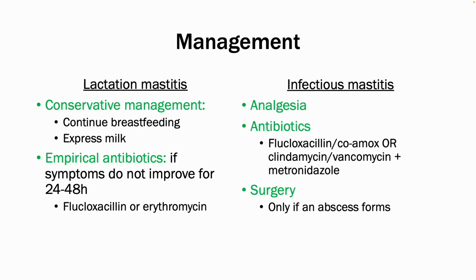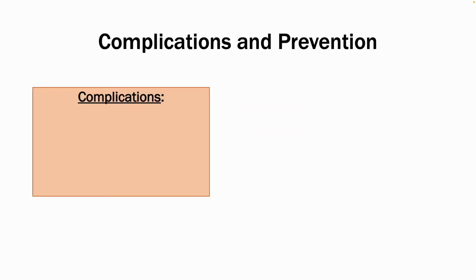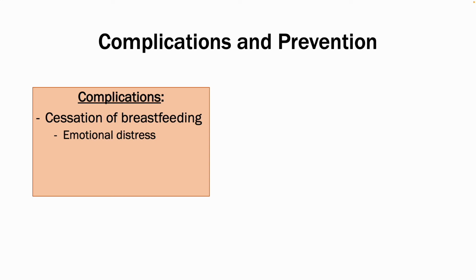The management of infectious mastitis requires, again, reassurance, analgesia, antibiotics, and possibly surgery if an abscess has formed. And it is very important that the woman continues expressing milk and breastfeeding, because a sudden stop can actually increase the risk of an abscess, and there shouldn't be any harm done to the baby when a woman is suffering from mastitis. Some of the key complications include cessation of breastfeeding, which can have emotional distress for a woman who is hoping to breastfeed her child.